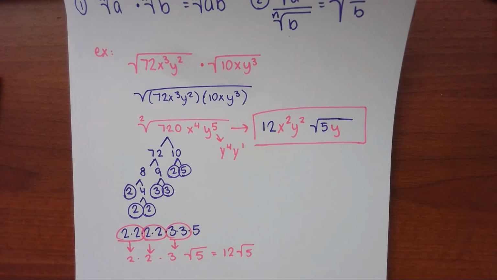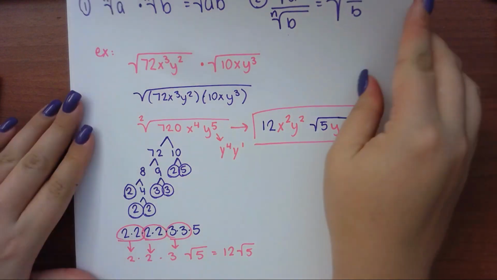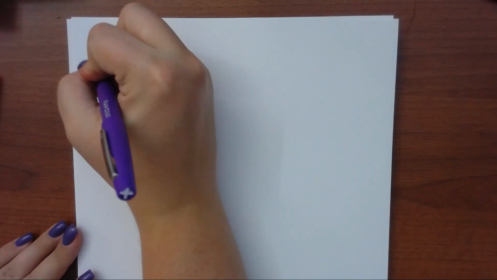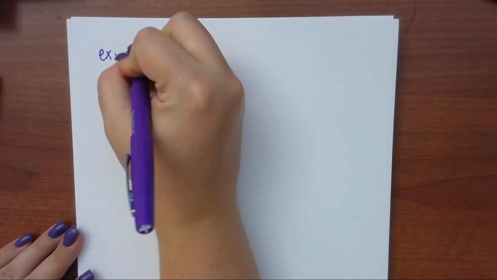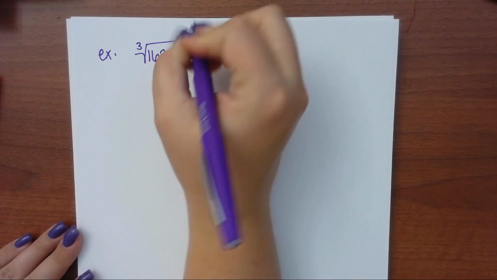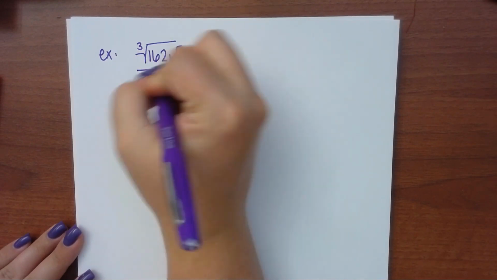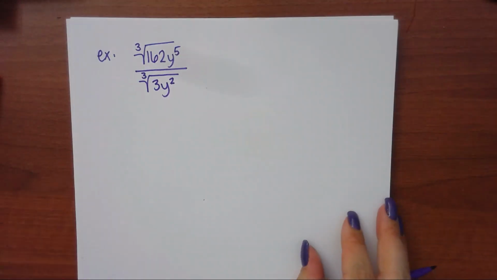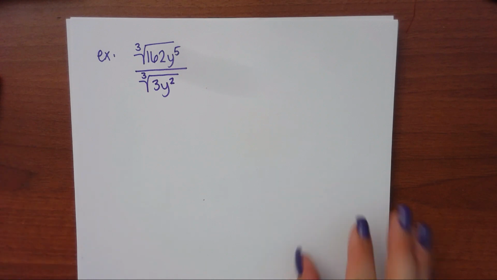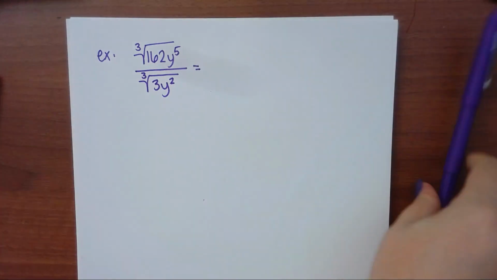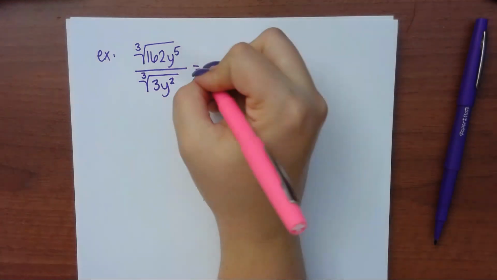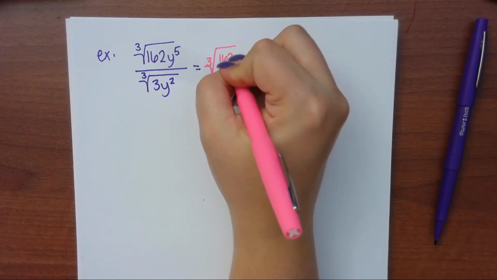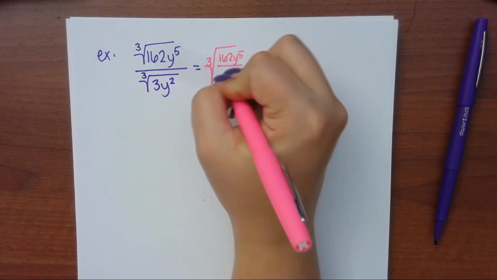Let's look at a dividing problem. I have the cube root of 162 y to the fifth, divided by the cube root of 3 y to the second. Now, when I'm dividing, it's the same process. We're going to divide underneath as long as the indexes are the same. Because my indexes are both 3, I'm going to combine as one fraction, 162 y to the fifth in the numerator, and 3 y to the second in the denominator.